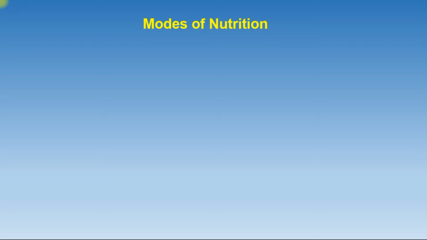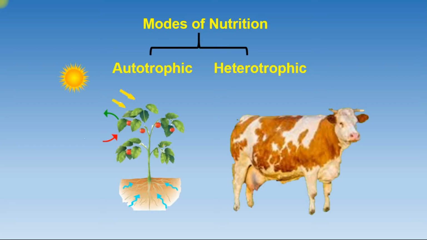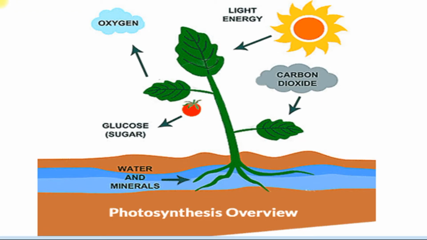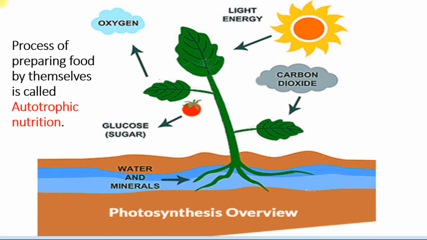Now we'll see modes of nutrition. It means all the organisms do not obtain their food in the same way. Different organisms follow different methods to obtain the food. So on this basis, we have two modes of nutrition, autotrophic and heterotrophic nutrition. First one is autotrophic nutrition. Here, auto means self, trophic means nourishment, it is food. So the organisms which prepare their own food are called autotrophs. Plants are called autotrophs because they make their own food. And this process of preparing food by themselves is called autotrophic nutrition.